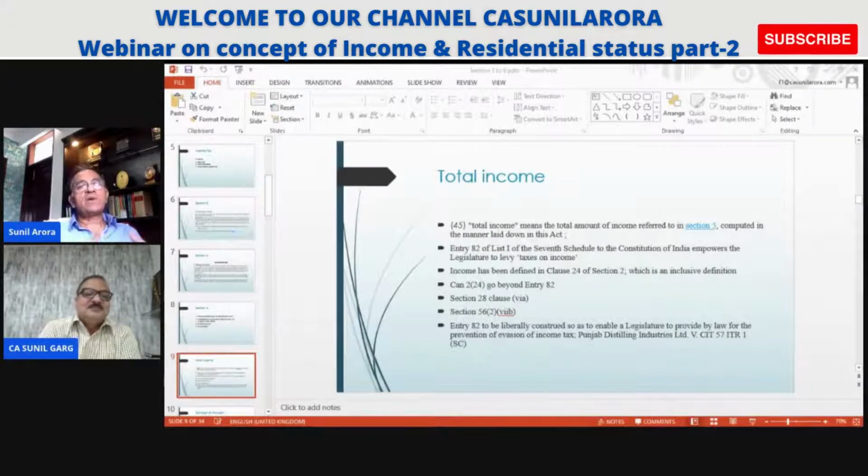Now, once I've converted my inventory into a capital asset, there is a settled principle of law that I cannot make profit from myself. Now, if I cannot make profit from myself, from whom am I making this particular profit that this amount becomes taxable?